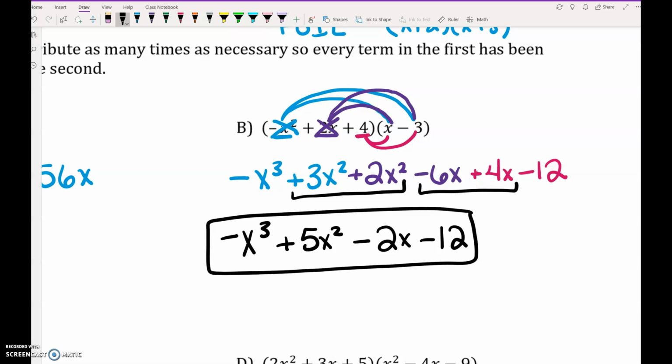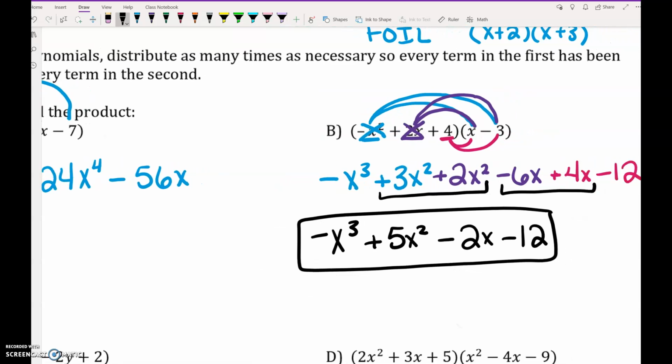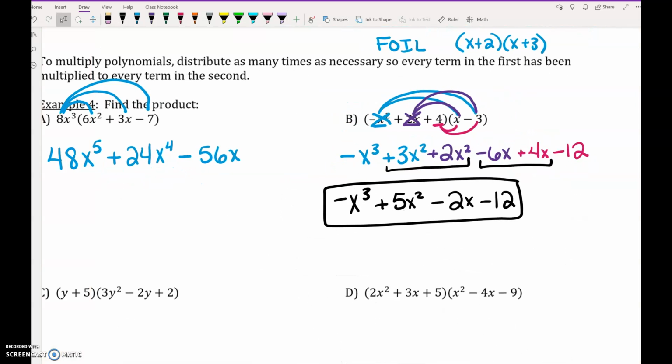Now, if you wanted to, you could have taken the x in the second polynomial and distributed that backwards, and then taken the negative 3 and distributed that backwards. It doesn't matter which way you distribute as long as you stay consistent throughout the entire problem. All right, which other ones do we really need to do? Let's do D.